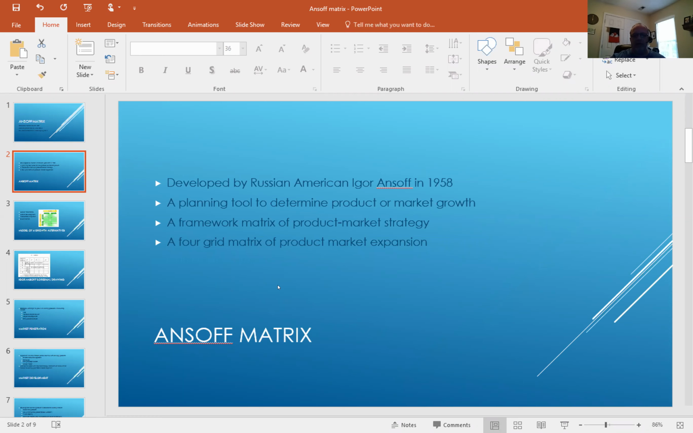To start off with, the Ansoff matrix was developed by Russian American Dr. Igor Ansoff in 1958. At the time, he was director of diversification for Lockheed Aircraft Corporation. He had developed a planning tool as part of his projects there at Lockheed, to determine product or market growth and ways that the company could look to expand in either one of those facets. Developing this, it became a framework or a matrix of a product market strategy, laid out into a 4-grid matrix of product market expansion and the different tools and ways that you would do that.